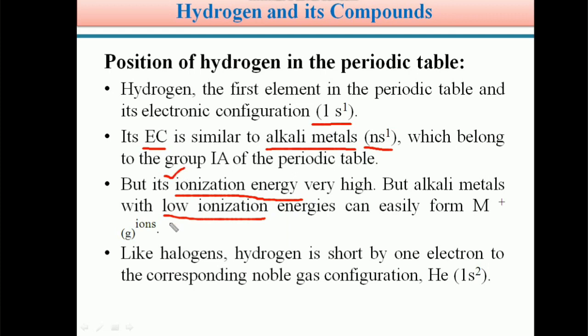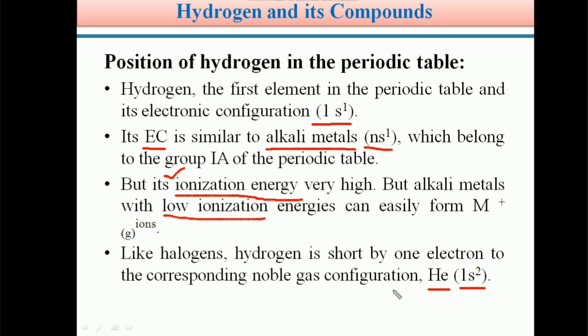And one more thing, students: like halogens, hydrogen is one electron short of the nearest inert gas configuration. After gaining one electron, hydrogen reaches the electronic configuration of its nearest inert gas, that is helium. Helium's atomic number is 2 and its electronic configuration is 1s2. So after gaining one electron, hydrogen's electronic configuration is similar to its nearest inert gas helium, that is, 1s2.